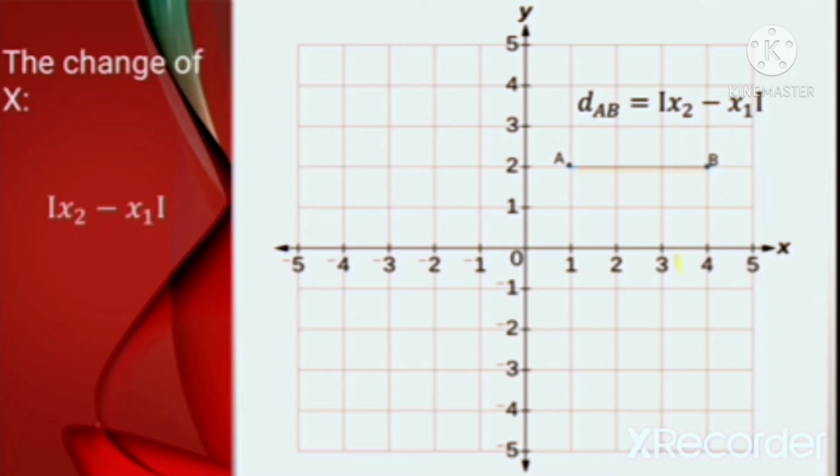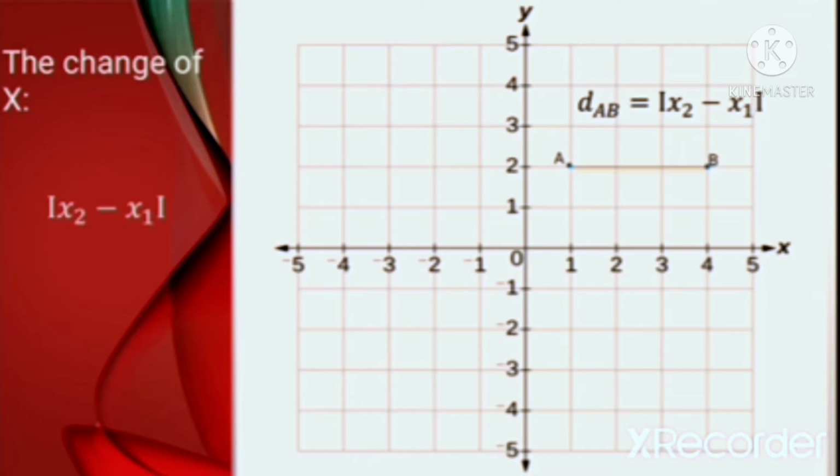For B, we have 4. Let us denote 4 as our x sub 2, and for A, let us denote this one as x sub 1. Or you can have x sub 2 as 1 and x sub 1 as 4. Either way, we will come up with the same answer, since we are just taking the absolute value, which is always positive. So the distance from A to B is equal to the absolute value of x sub 2 minus x sub 1, or the absolute value of x sub 1 minus x sub 2.